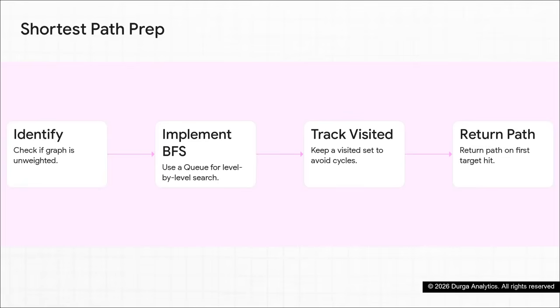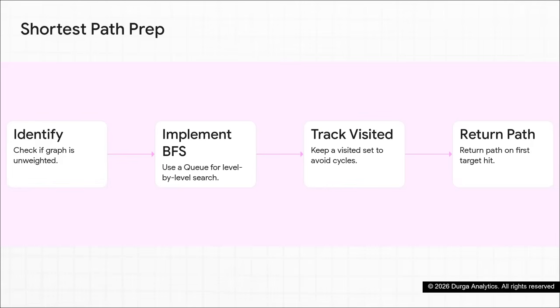Now, for interviews. Recognizing a traversal problem is honestly 90% of the solution. If a top tech company asks you for the shortest path in an unweighted graph, please do not reach for some complex weighted algorithm. Simply deploy BFS. Identify that it's unweighted, initialize your queue, set up your visited set, and start those expanding rings.